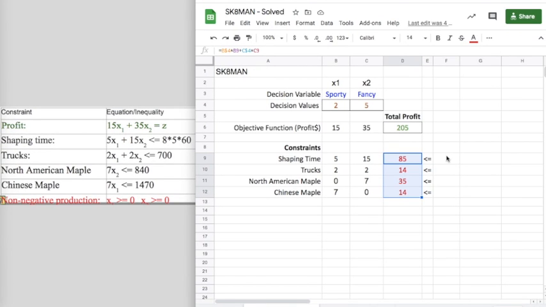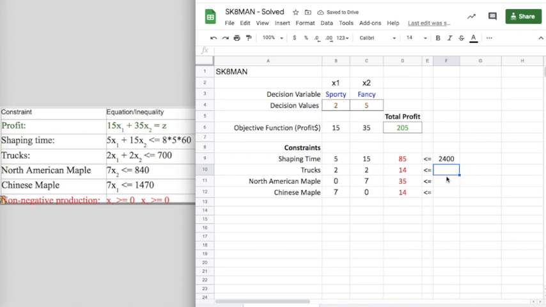So now we need to put our limits on the right side. So the maximum amount of shaping time is 8 hours per day, 5 days per week, 60 minutes in an hour, since these are in minutes. So we'll put that over here. We could do the math, or we can let the computer do that math. So I'm just going to let it do the math. 8 hours times 5 days a week times 60 minutes in an hour, and it says that's 2,400.